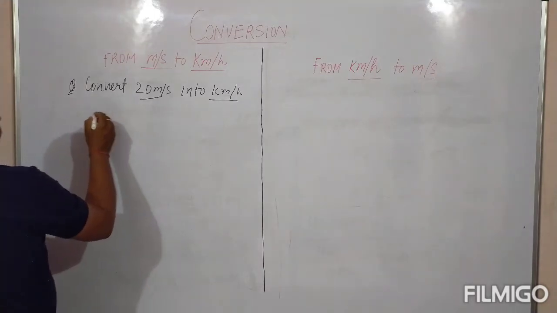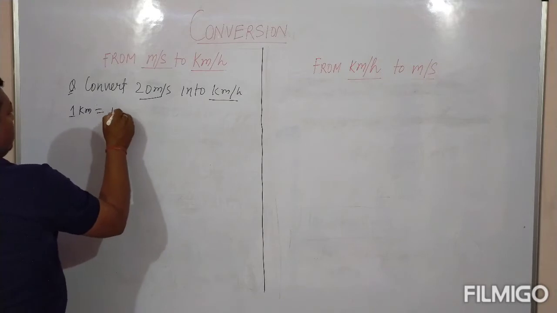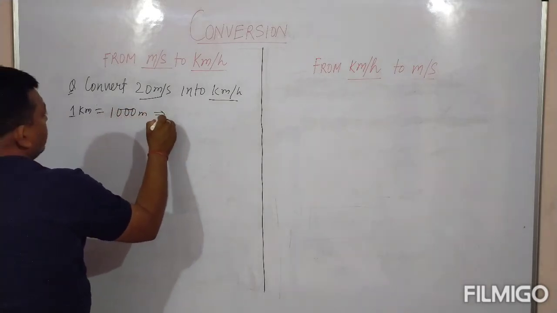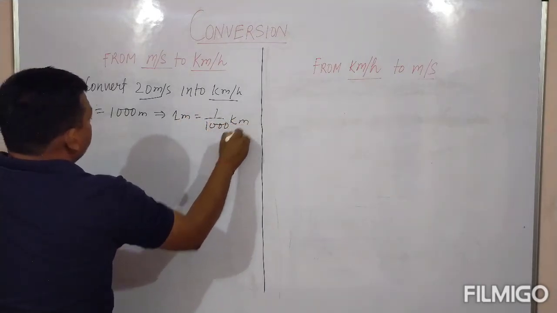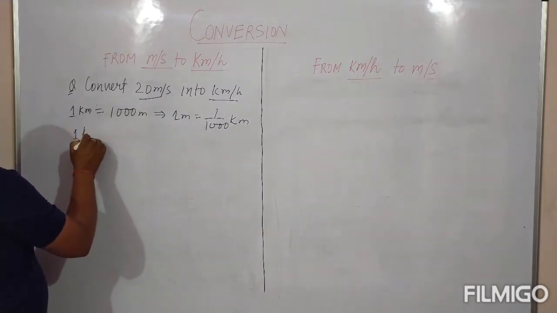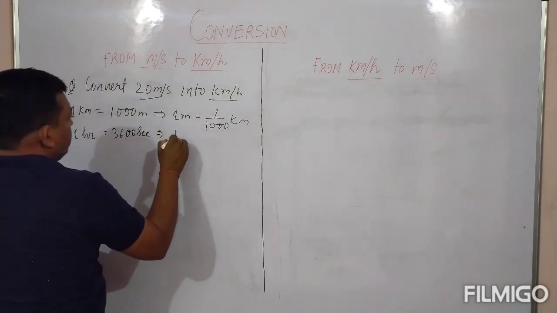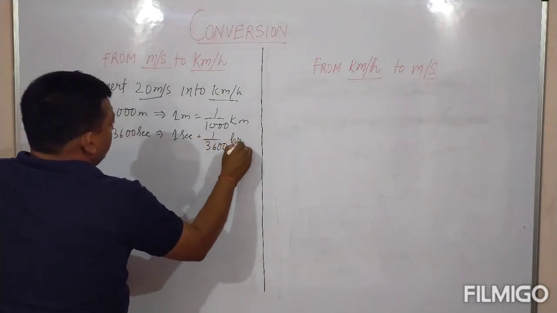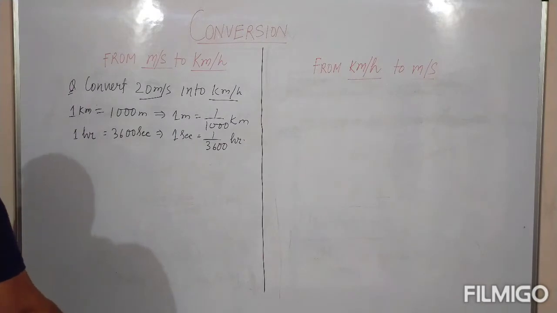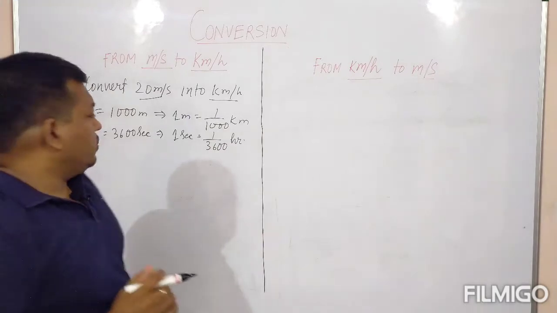First you have to know 1 kilometer equals 1000 meter, or 1 meter equals 1 by 1000 kilometer. Similarly, 1 hour equals 3600 seconds, and 1 second equals 1 by 3600 hour. First we will see the basic explanation, then we will see the shortest method.